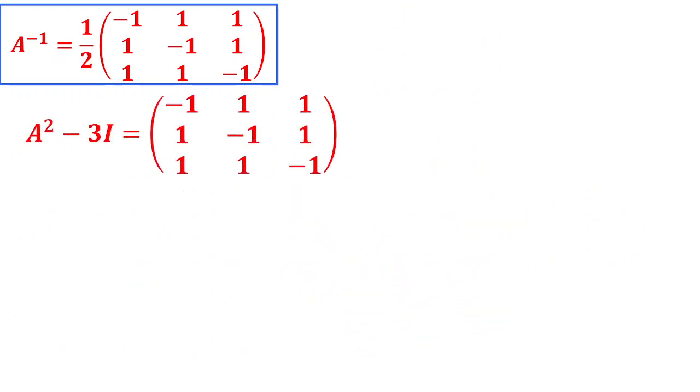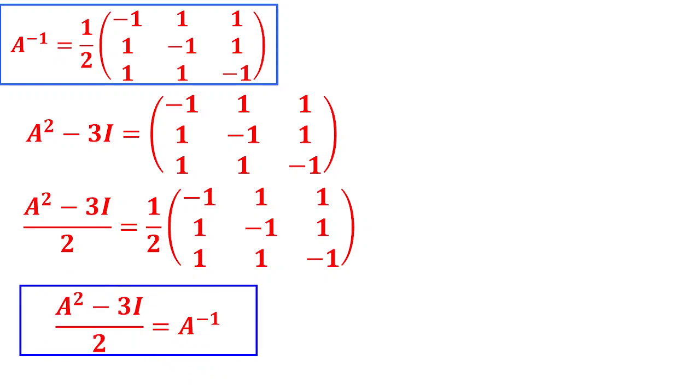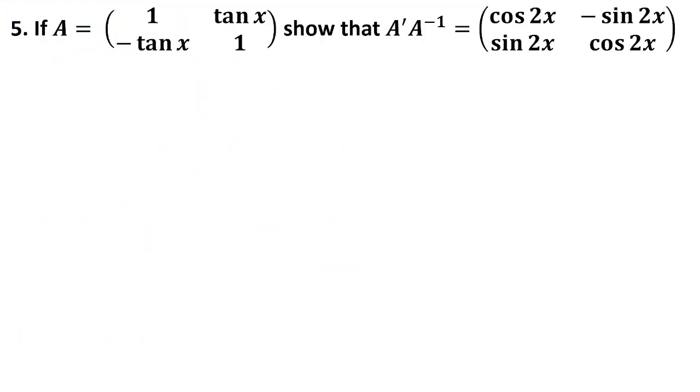But what is it actually? If you divide both of them by 2, the right hand side is nothing but A inverse. Therefore, A inverse is nothing but A square minus 3I by 2. We have proved it. We found A inverse and we have proved that it is nothing but A square minus 3I by 2. Good. Let us move on to question number 5.